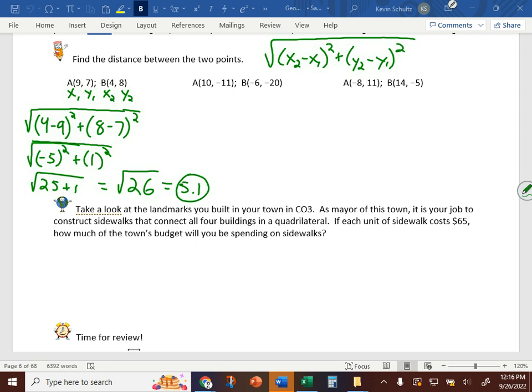Nearest 10th will be good, unless the directions specifically say otherwise. But nearest 10th is acceptable.